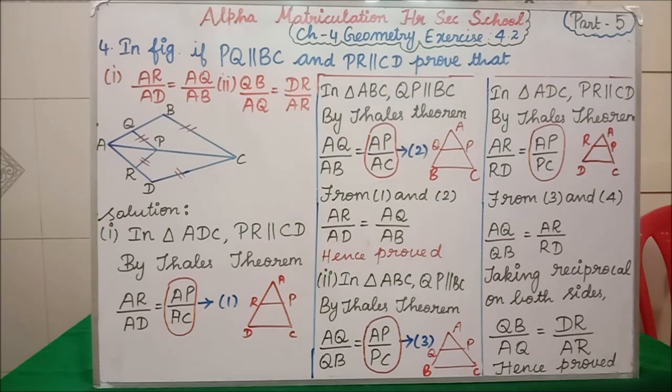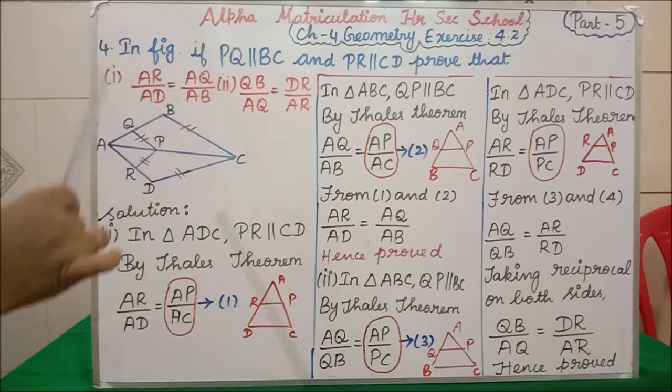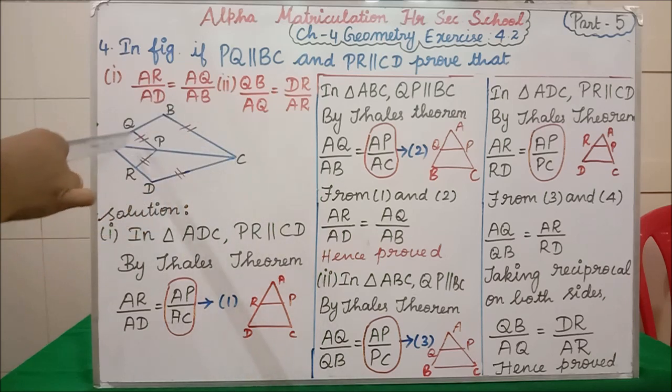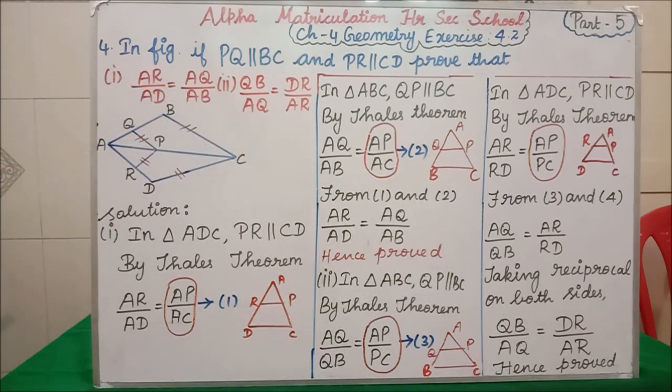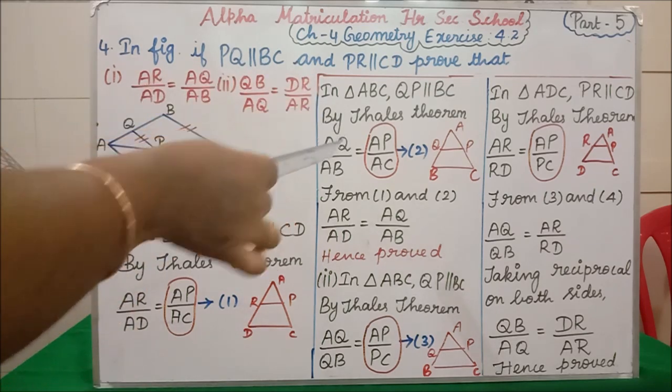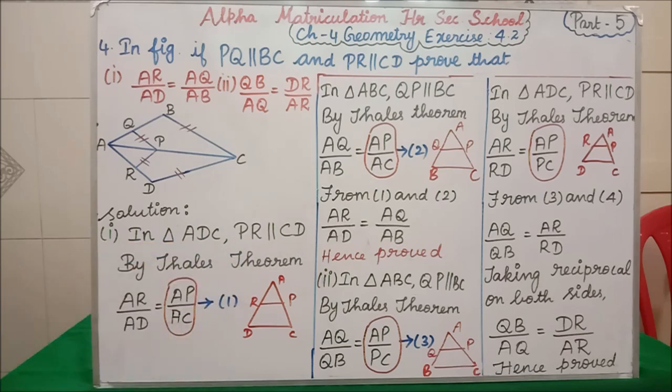Now clear students? We have completed the first subdivision. In the first subdivision, what are the two triangles we have taken from the figure? First we have taken triangle ADC, where PR is parallel to DC, and we proved equation number 1. Then the remaining triangle is ABC, in which PQ is parallel to BC. We have taken that triangle and made equation 2. Afterwards, we compare 1 and 2. Both the right hand sides are equal, so we can write both the left hand sides are equal. By that, we have proved the first subdivision. Hence proved. Clear, students?